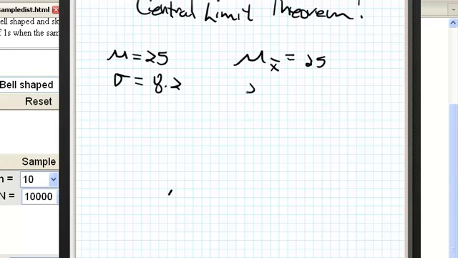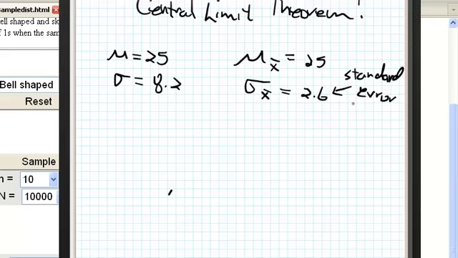Who knew? The standard deviation of the sampling distribution is 2.6, or approximately 2.6. This is sometimes referred to, by the way, as the standard error of the mean. I know the vocab in this can be a little daunting, but again, just make flashcards, don't be afraid.